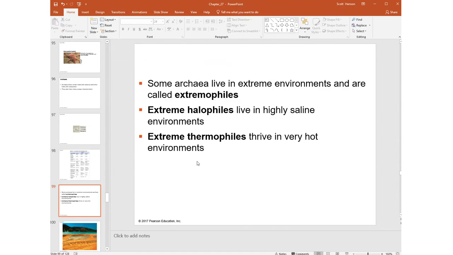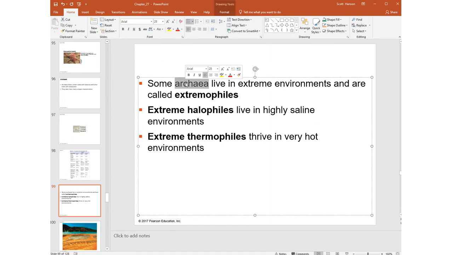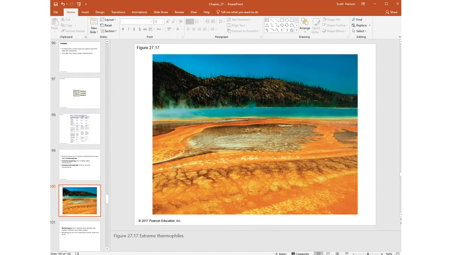So on with the archaea then. Some of these archaea, as we just mentioned, live in extreme environments. They call them extremophiles. Phile usually means loving. So extreme halophiles means high salt content. Extreme thermophiles means they like to live in an area that's very hot, because thermo means heat, like a thermometer measures the amount of heat in a certain environment. And so this orange color and green color produced in this very hot spring in Yellowstone, by the way, is produced by all the archaeans, extreme thermophiles that are able to grow in there.